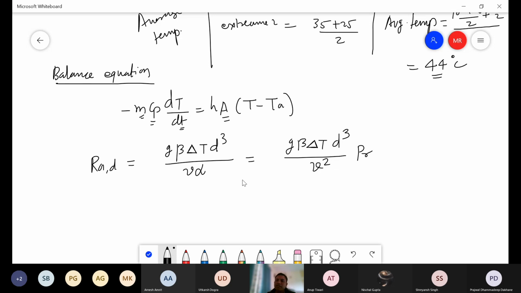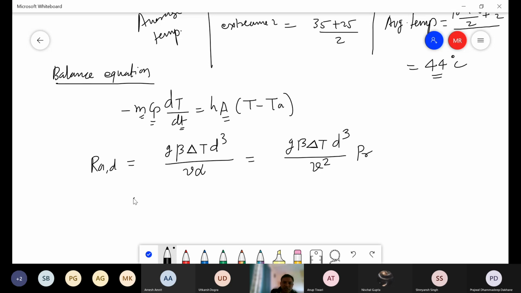Remember, the Prandtl number is nothing but momentum diffusivity divided by thermal diffusivity, isn't it? So if I multiply and divide by nu by alpha, in that case this will be nu square and the Prandtl number will be multiplied here. Okay, so now let's put all the values.